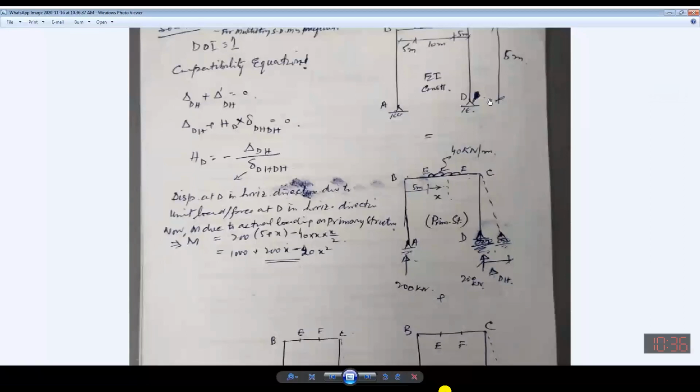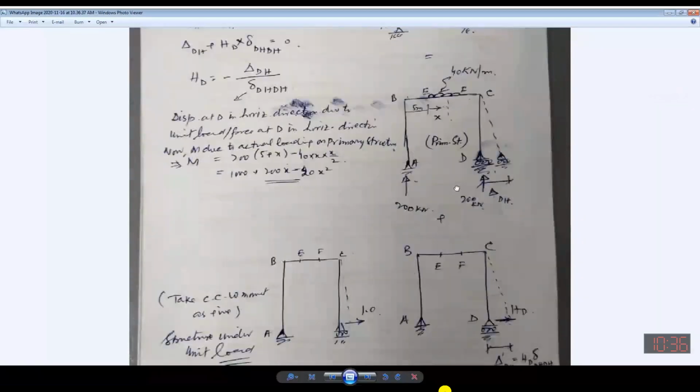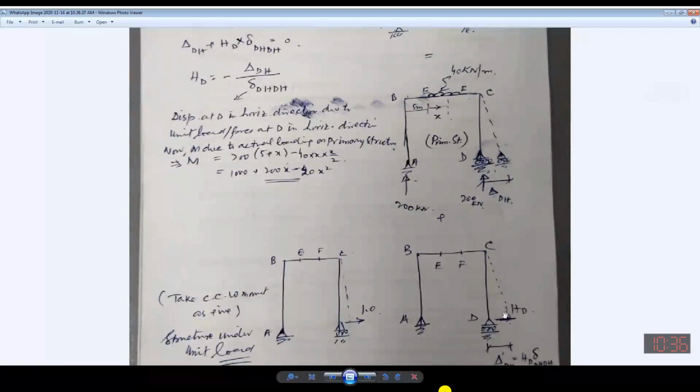And if this is taken as redundant, this will be separated, and with the removal of this horizontal reaction, this will render this support roller support. This will render this hinge into roller support. Now I have this roller support, plus one redundant is acting over there. So in this condition, if I sum up these 2 structures under the principle of superposition, then it will be equal to the original structure.